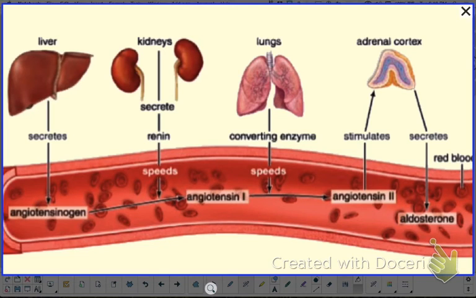But we're not done. We need something from the lungs. And the lungs convert it from angiotensin 1 to angiotensin 2. Angiotensin 2 talks to the adrenal cortex, and the adrenal cortex will secrete aldosterone, and aldosterone will tell the kidneys to reabsorb more sodium, which then water gets recovered, which increases blood volume, which increases blood pressure.